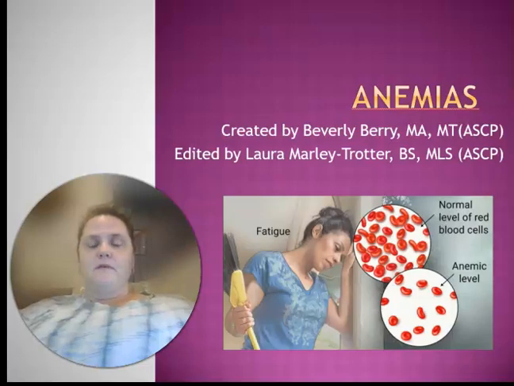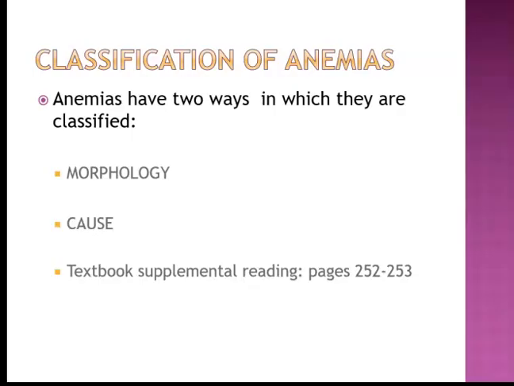This lecture will be divided up into two parts. We have two main ways that we classify our anemias. We either classify it through morphology, which is referring to the structure or how it's put together, or it's classified based on the cause of the anemia.